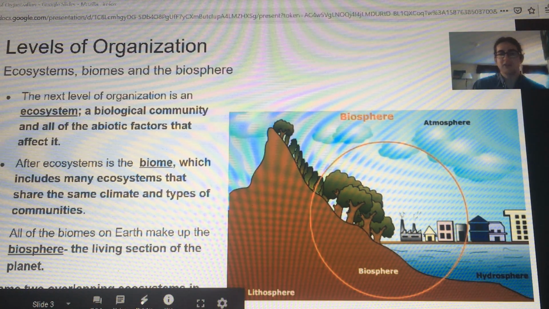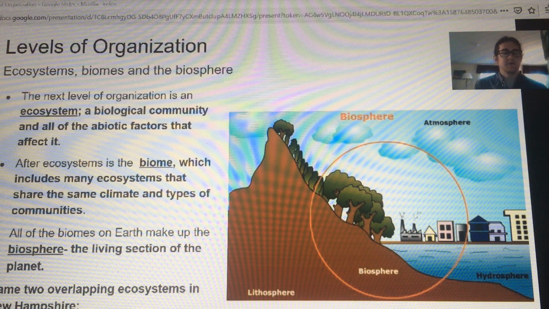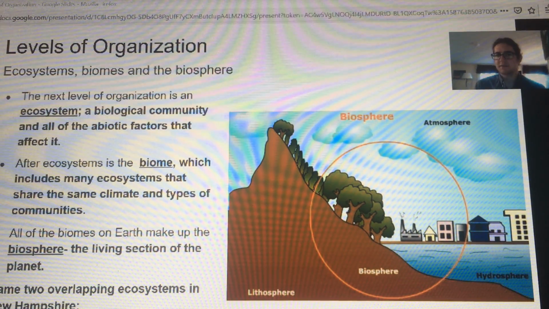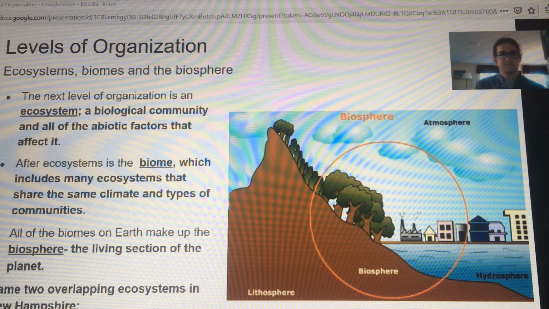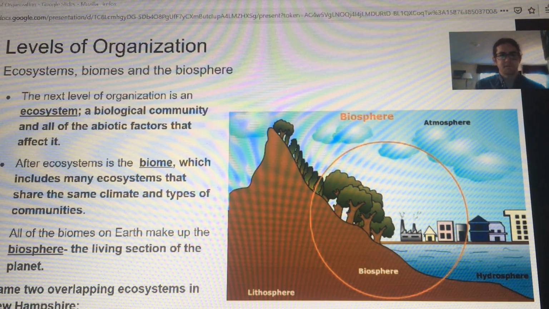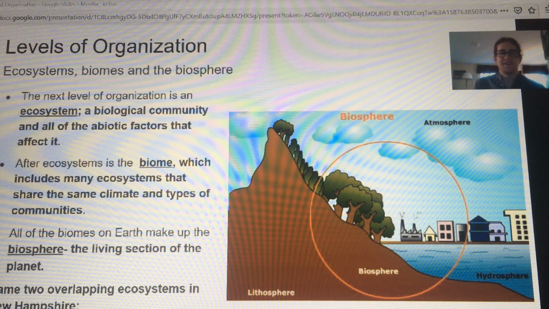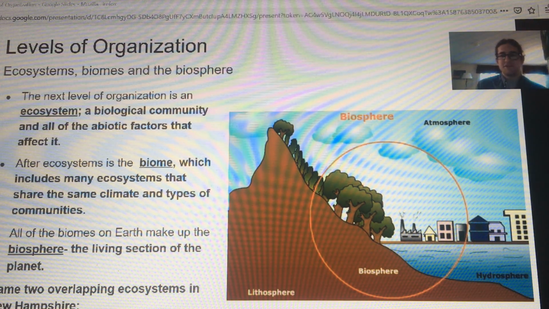And then we have our higher levels of organization. This is when we come into the biome. So above the habitat, you have the ecosystem. And the ecosystem is the biological community and all the abiotic factors that affect it. I'm sorry, it's the biological community and all the abiotic factors that affect it. So we're just talking abiotic. A little oversight there.